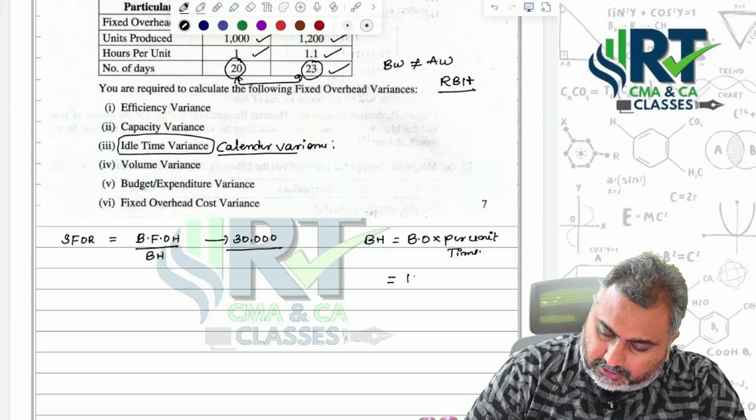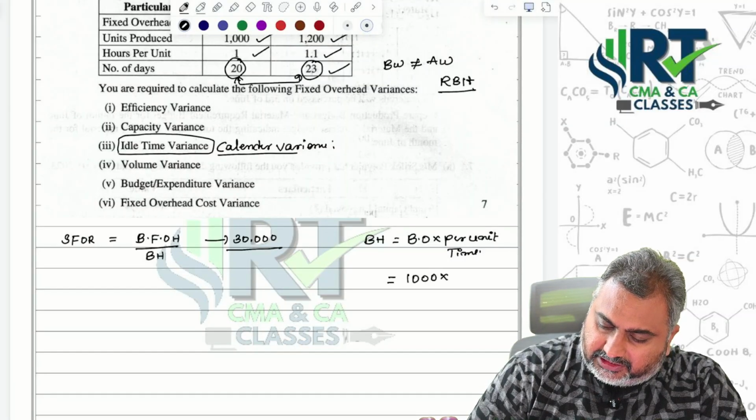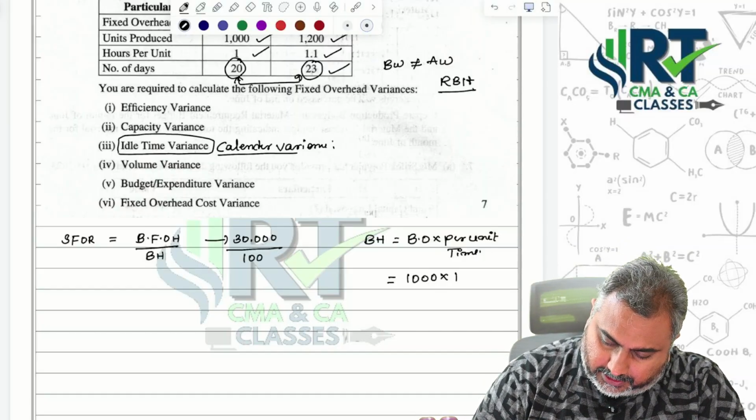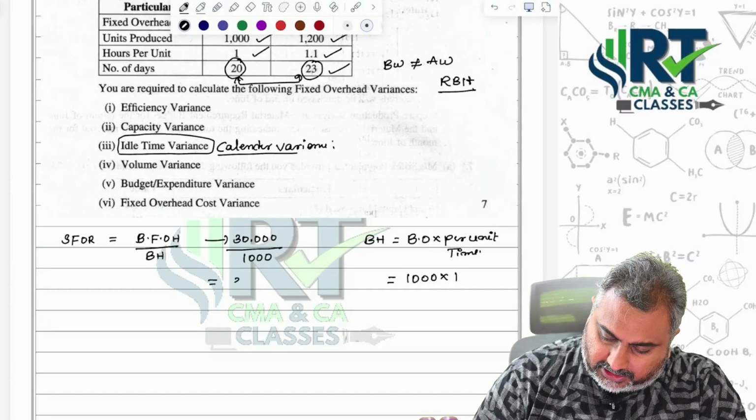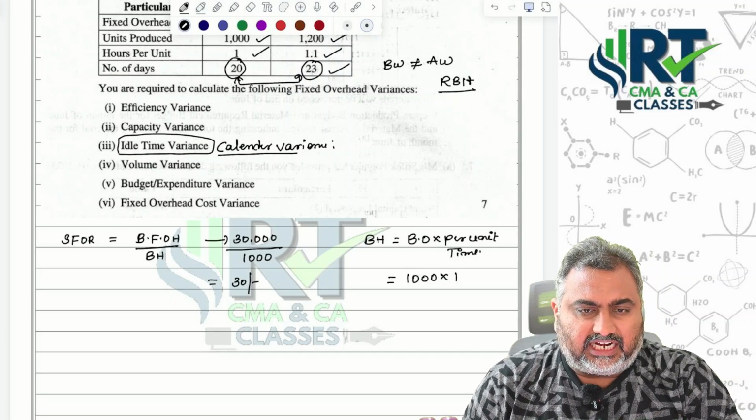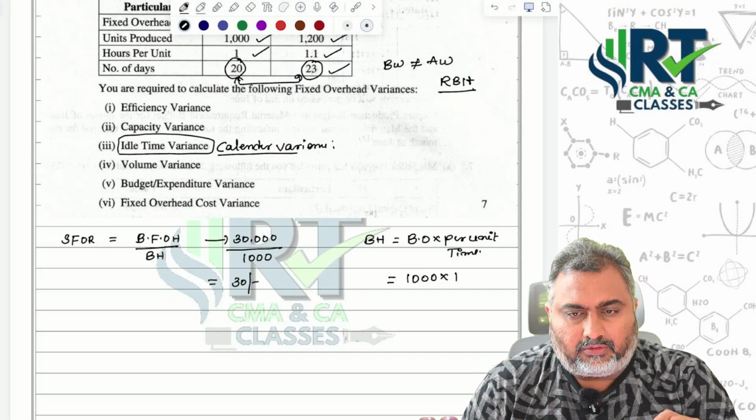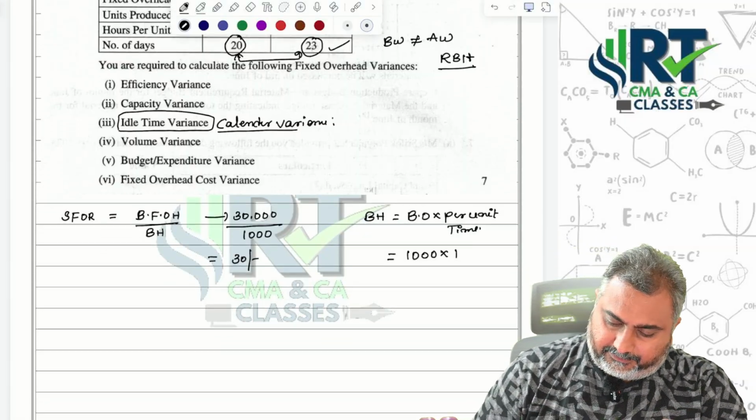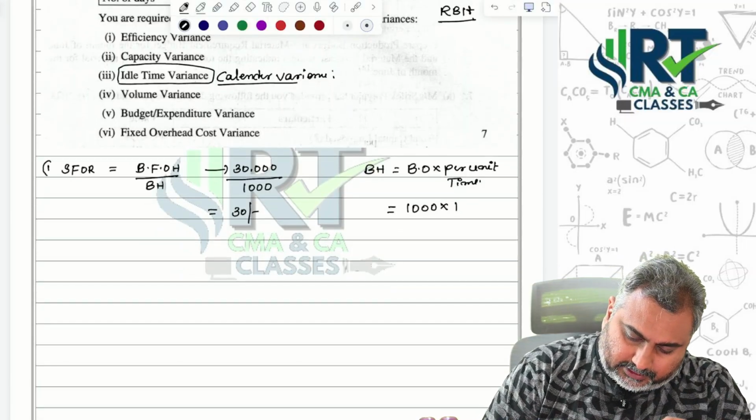How many budgeted output? 1,000 units. Each unit we required 1 hour. So our budgeted hours are how many? 1,000. Then what is your SFOR? 30 rupees. What is the meaning of SFOR? Standard fixed overhead rate. Okay, sir. This is our first step.